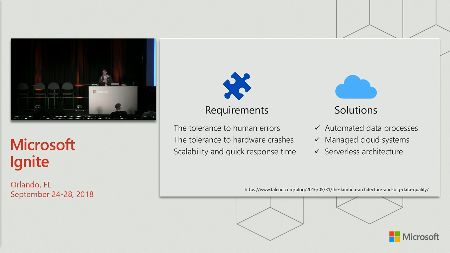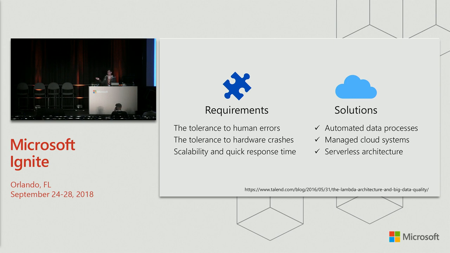Some of the requirements of the Lambda architecture itself are problems that can be simplified using some cloud solutions. For example, one of the main goals, according to some of the literature out there around Lambda architectures, is tolerance to human errors. Just automate as many processes as possible and have the system itself describe clearly what data flows are happening inside of the architecture. Tolerance to hardware crashes and hardware difficulties by means of redundancy and retry logic, and scalability and quick response time whenever the data volumes that are ingested change.